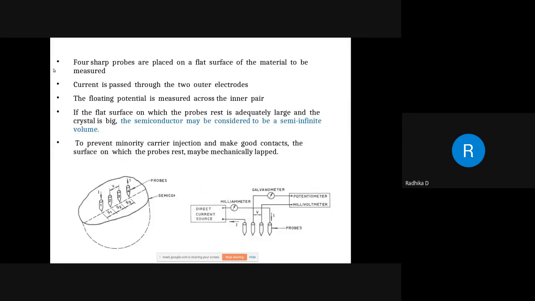Now, what are we doing? Here is the thing. You have four sharp probes, like pen nibs or pencil points. Each of them is called a probe. So there are four probes: 1, 2, 3, and 4.